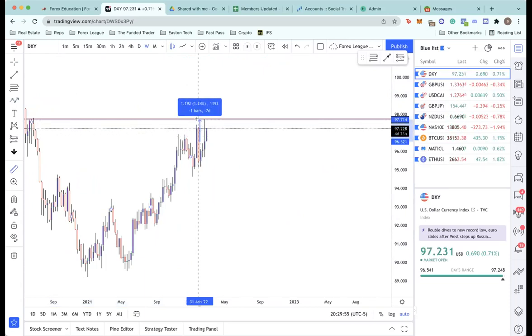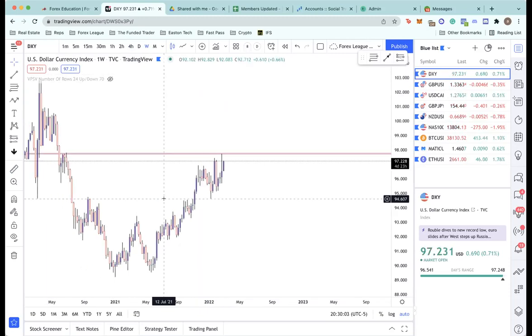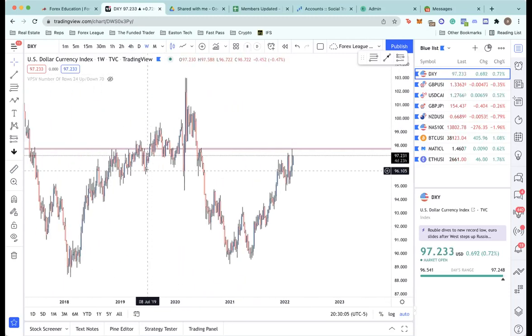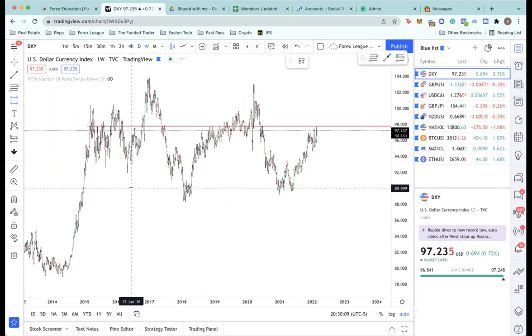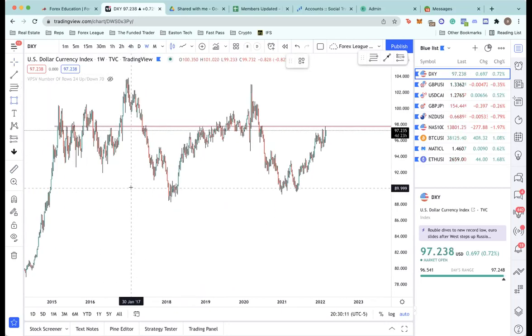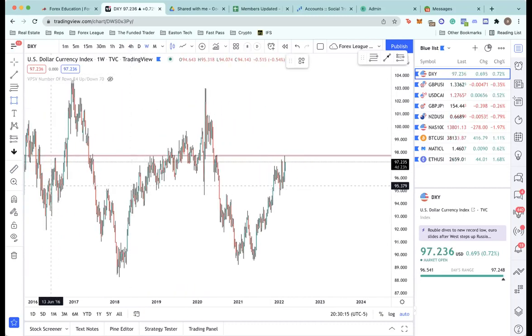It rejected it by 1.24%, about 110 pips. So obviously that's pretty significant. With that in mind, let's also map something out to the downside. So I'm just going to go ahead and zoom out again, and let's see where would be a significant level of support and resistance.